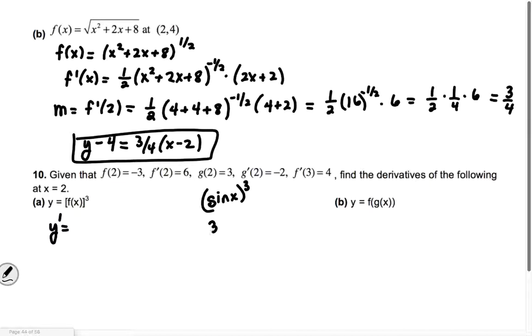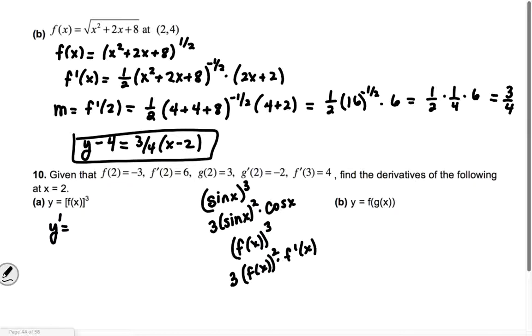3 sine of x squared times cosine of x. So what does that mean? If I have a function and I cube it, its derivative is 3, the function squared, times what? F prime of x. Does that make sense? If you think about some other function and plug in that other function, it really helps. Sine of x is always a good one to think about. So in this case, our derivative, y prime, is going to be 3 times our function f of x squared times the derivative of the inside, f prime of x.